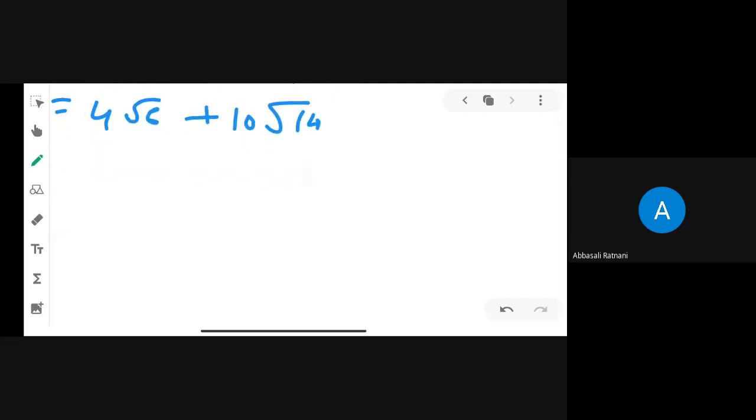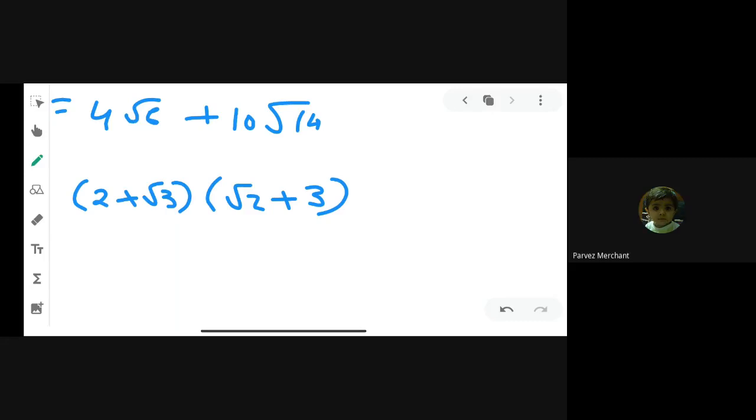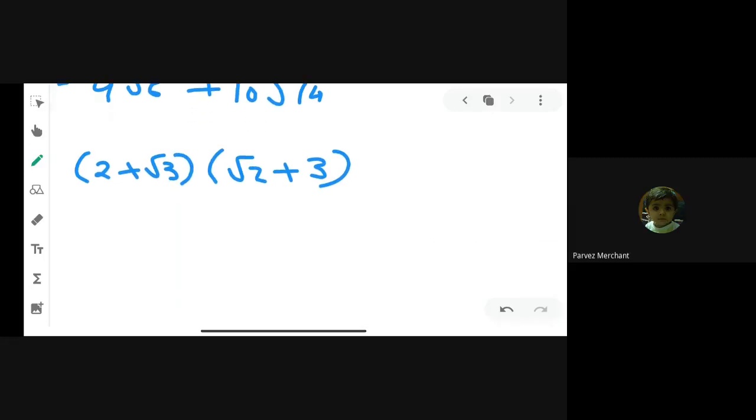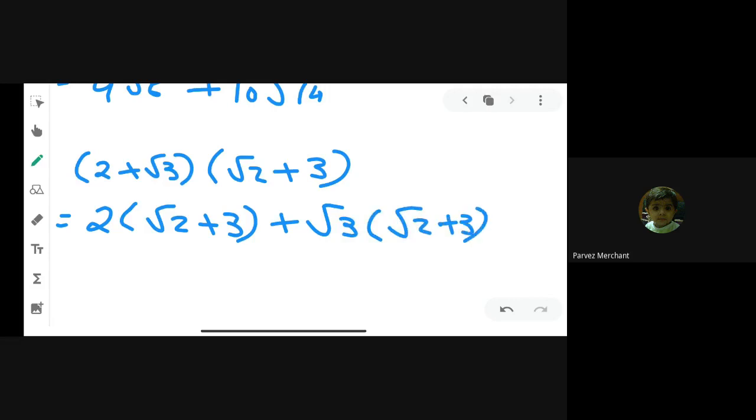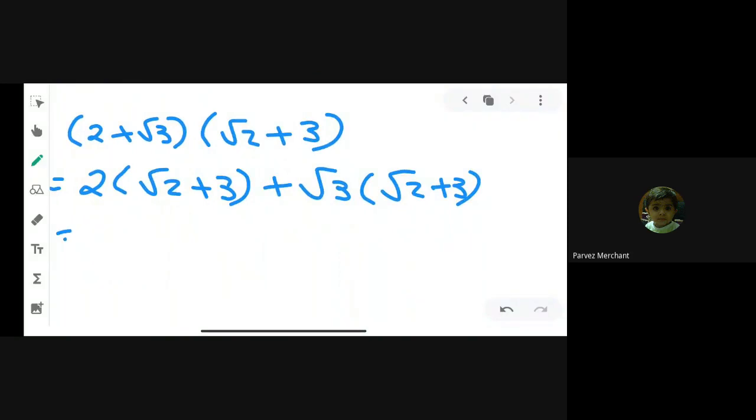Now, if we have two binomials, please remember the thing, for example, 2 plus root 3 into root 2 plus 3. First we have to multiply 2 with root 2, then 2 into 3, then root 3 into root 2, and root 3 into 3. First we are splitting the first bracket, so 2, and we have to write down the second bracket as it is, plus root 3 into root 2 plus 3, right? We are breaking the first bracket first. Now we are breaking the second bracket.